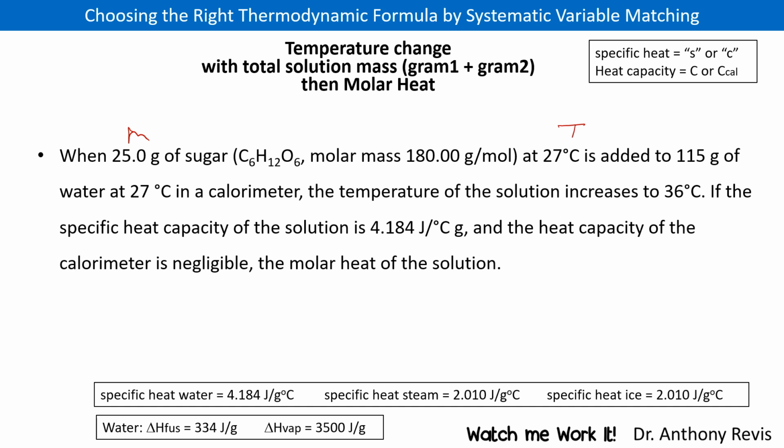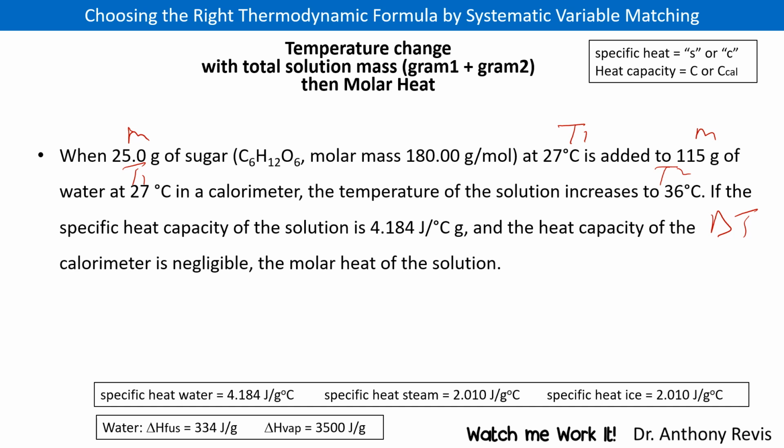this is a T1. It's added to 115 grams of water, so that's a mass at 27. So this is the same T1. They start in the same place. In a calorimeter, the temperature of the solution increases, so that's a T2. Therefore, I have a delta T in this problem.